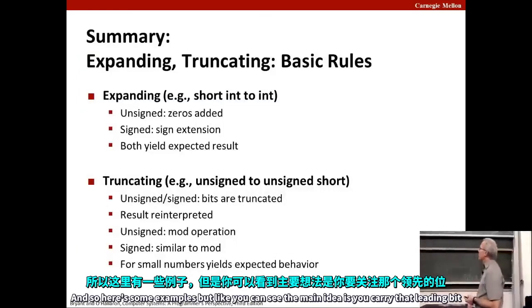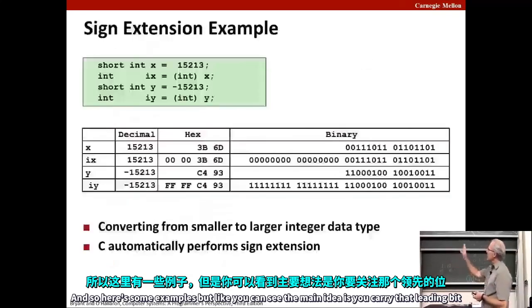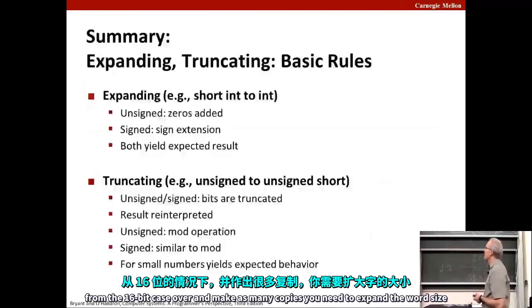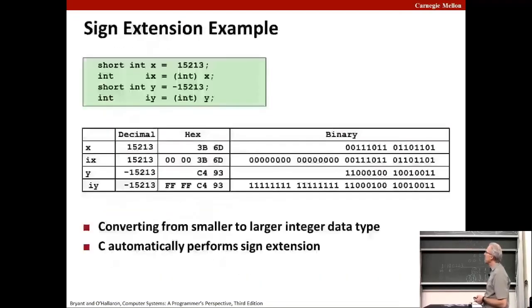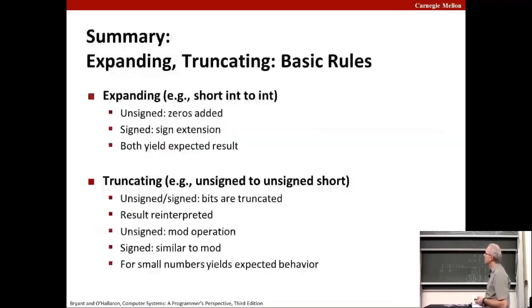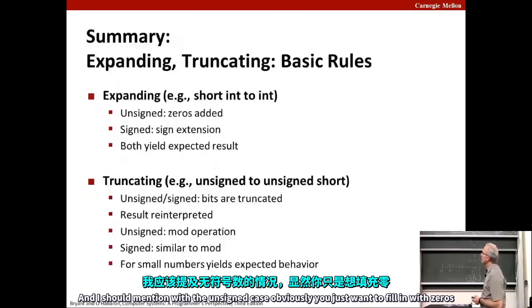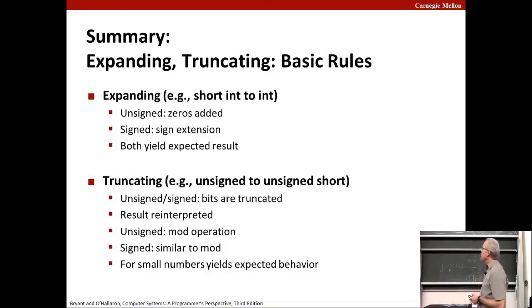Here are some examples, but the main idea is you carry that leading bit from the 16-bit case over and make as many copies as you need to expand the word size. And I should mention, with the unsigned case, obviously you just want to fill in with zeros.